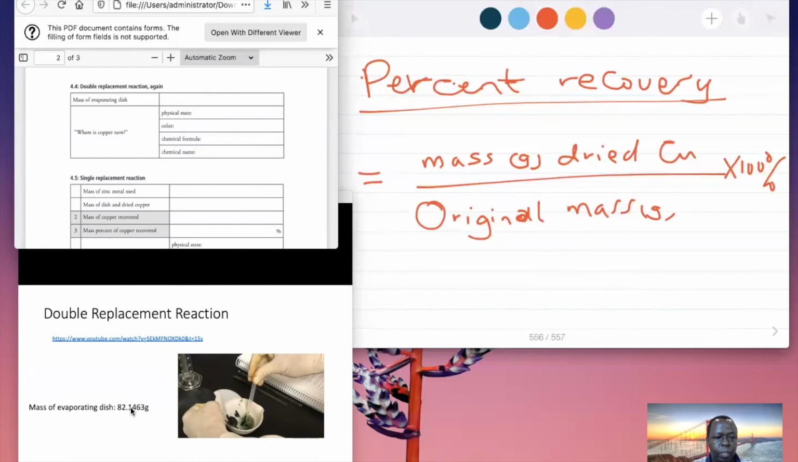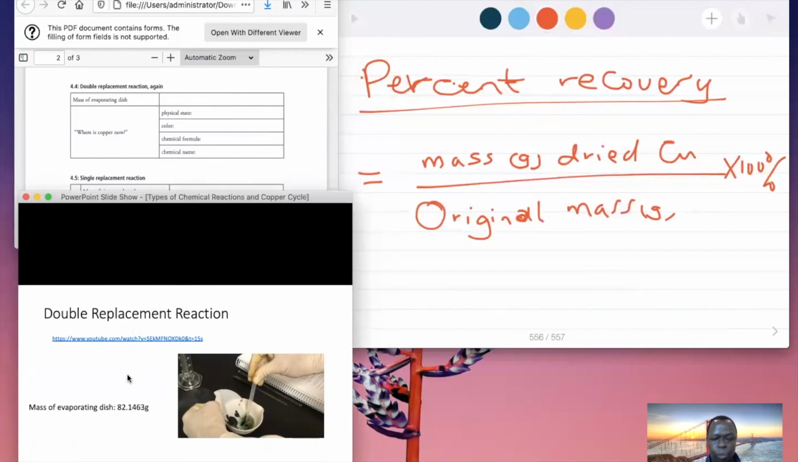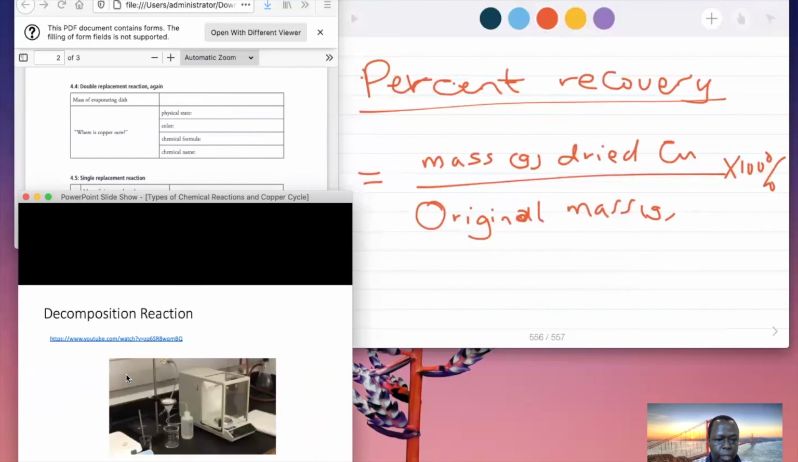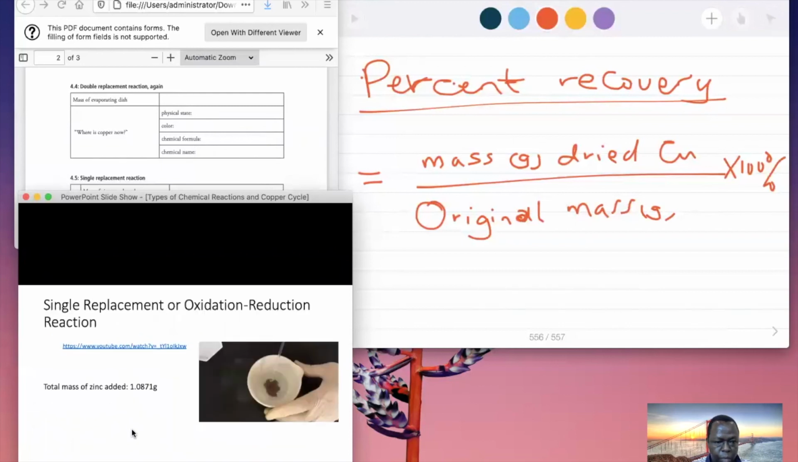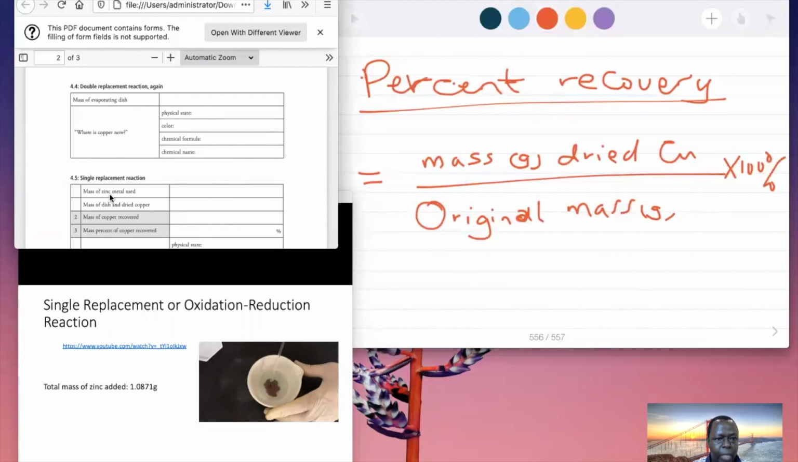This is the mass of the evaporating dish. Mass of zinc used, I think it was on the previous slide. All right, let's see, mass of the zinc. I think it's given somewhere. You'll be given the mass. You see total mass of zinc added. We need to take note of the mass of zinc used. So place that.